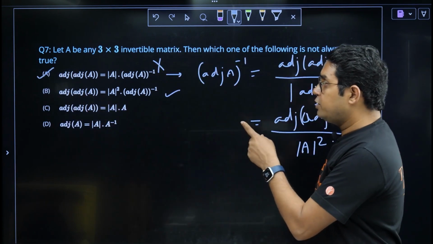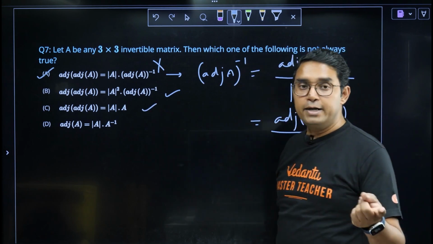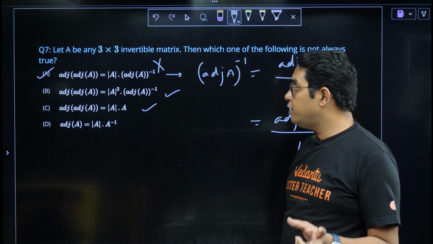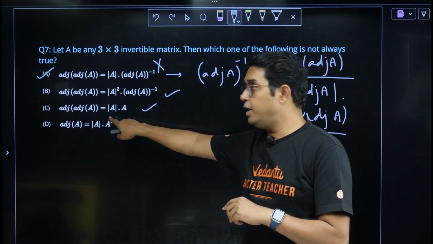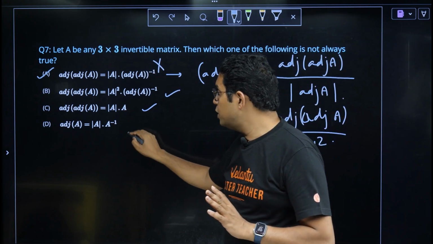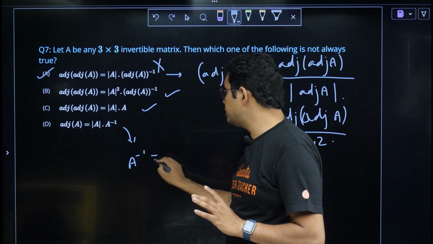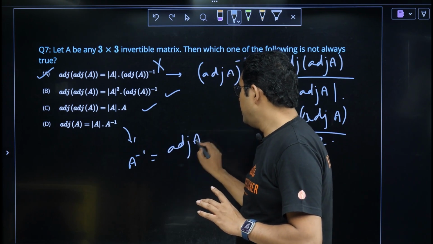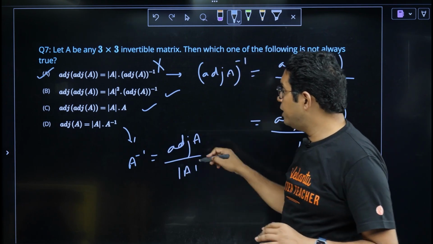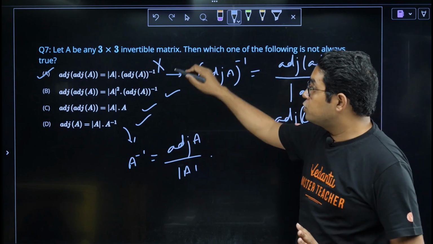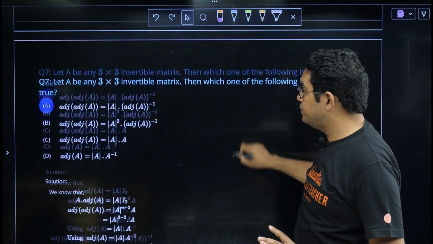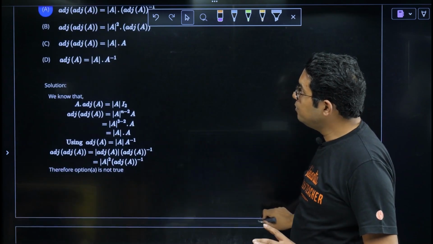Now you can check for C also. I think that's a direct property. Adjoint of adjoint A is always determinant of A power n minus 2 into A. And here n is 3, so it will be determinant of A power 1 into A. And this is also the direct formula of A inverse: A inverse is equal to adjoint of A upon determinant of A. So from here we can see these 3 statements are correct, but we are looking for not true. So A will be the answer of this question.